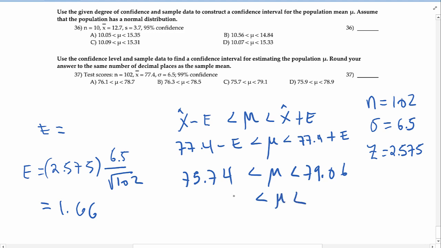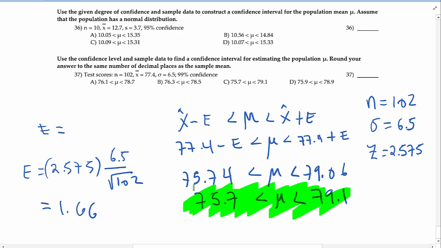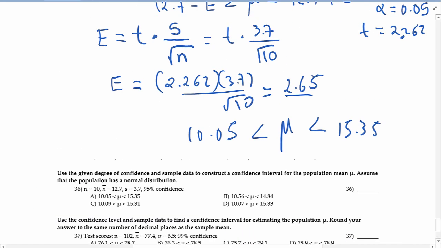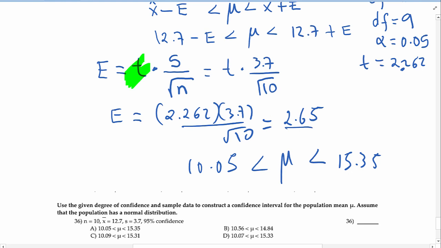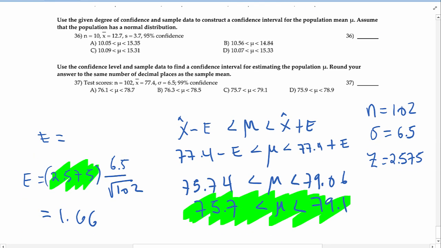Right, and so rounding to one decimal, which is what they have in the answer choices, this is 75.7 and this will be 79.1. Okay, so it's very good that we have these problems next to each other to tell the difference between when we have to use a z-value or a t-value. So when do we use a t-value? When we have a small sample size and we don't have the standard deviation of the population, like happens here.